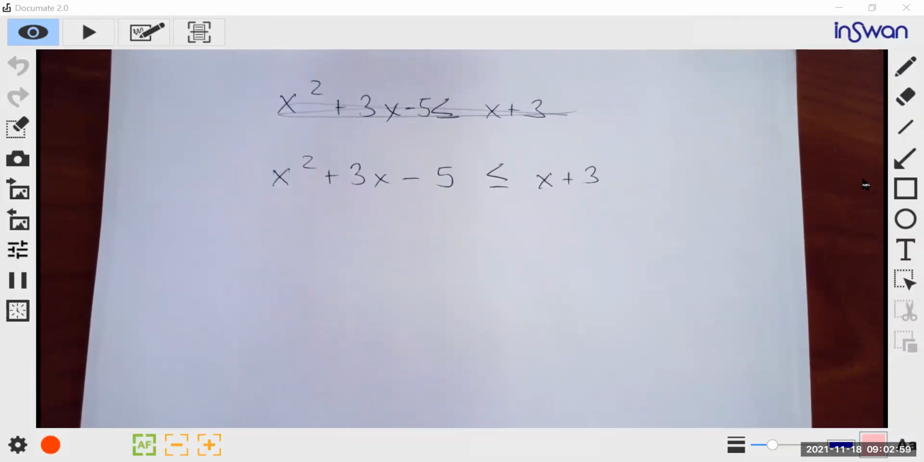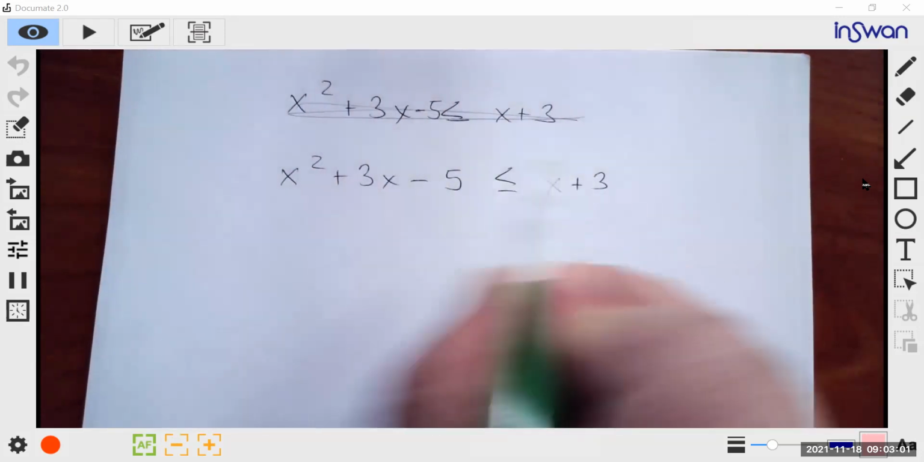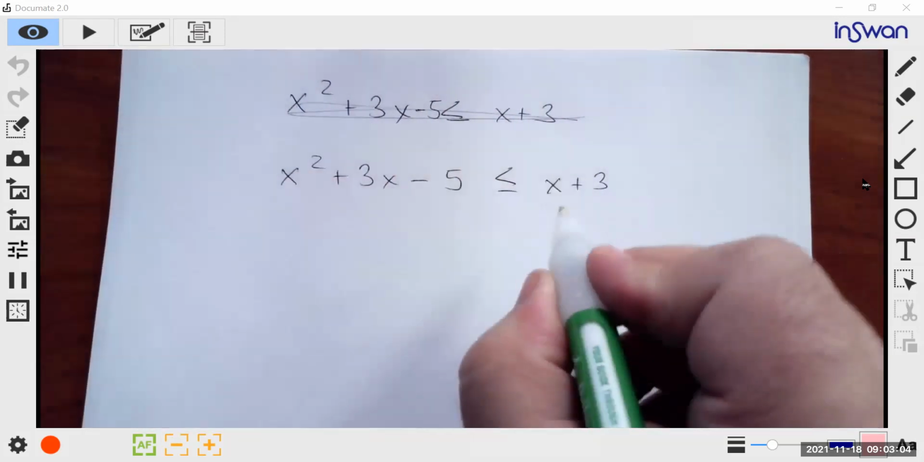Always move the smaller to the larger. These are x, this is x squared. So everything has to go to the left.